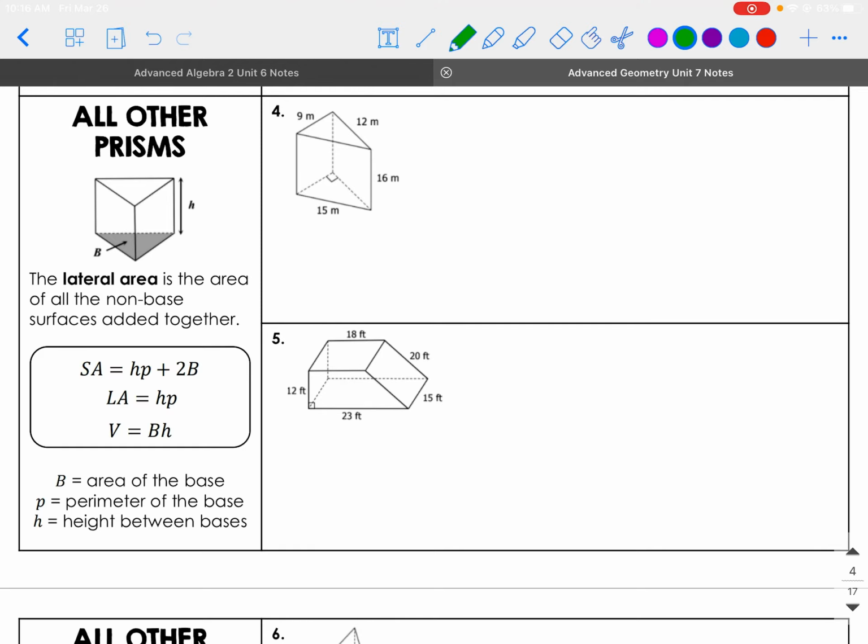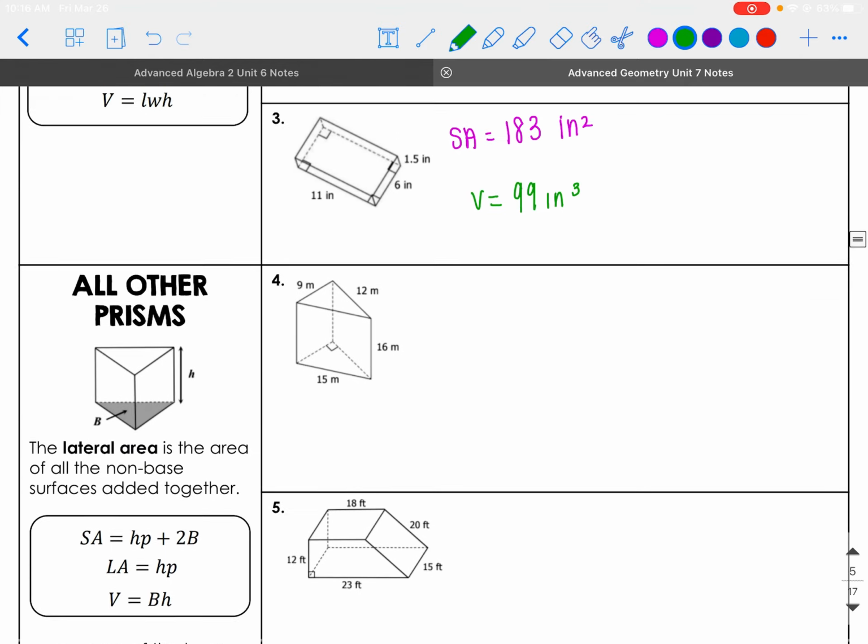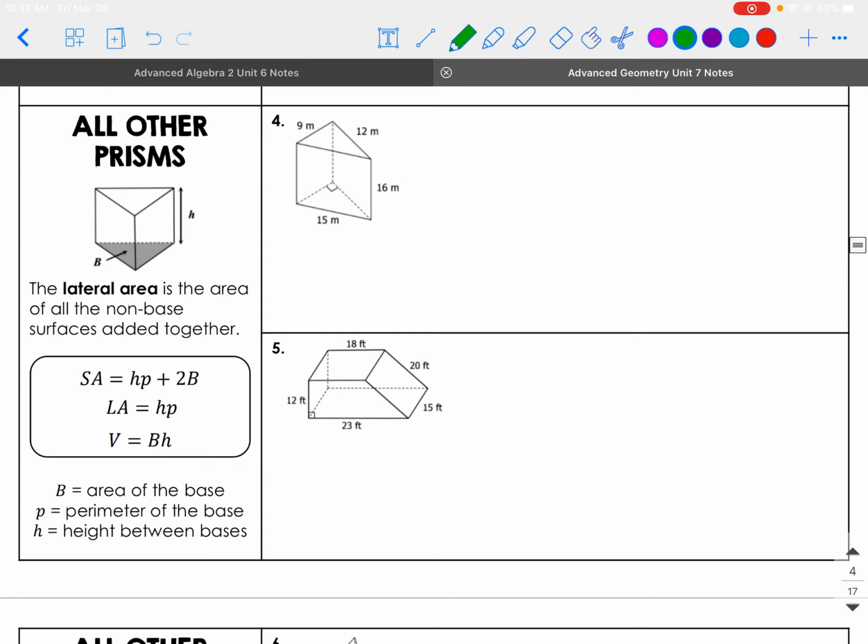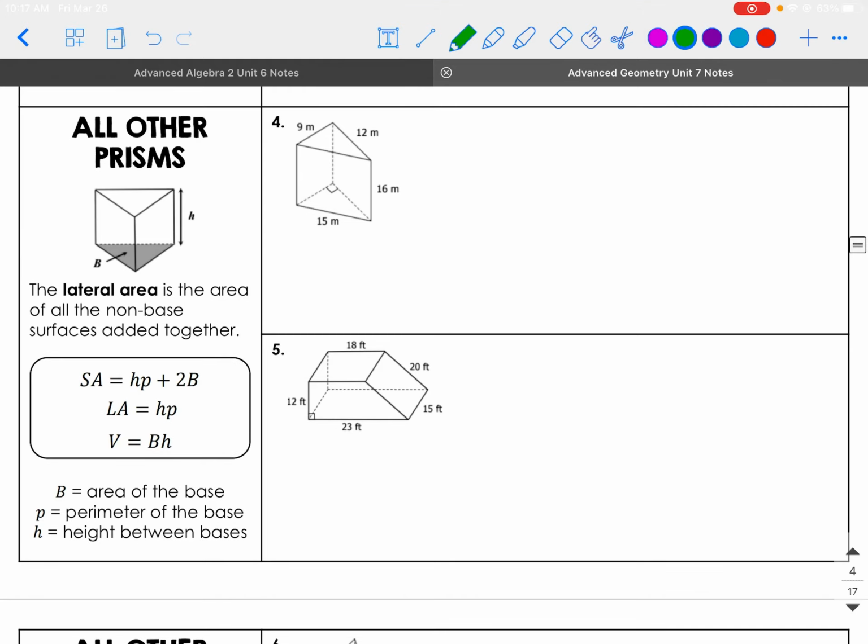Now something else is called the lateral area. And the lateral area is kind of like the surface area, but without the bases included. And so we're going to be finding that too. All right, so number 4, my bases are these 2 triangles. And so I need the height, that's the length between my two bases. So from base to base, that's 16.